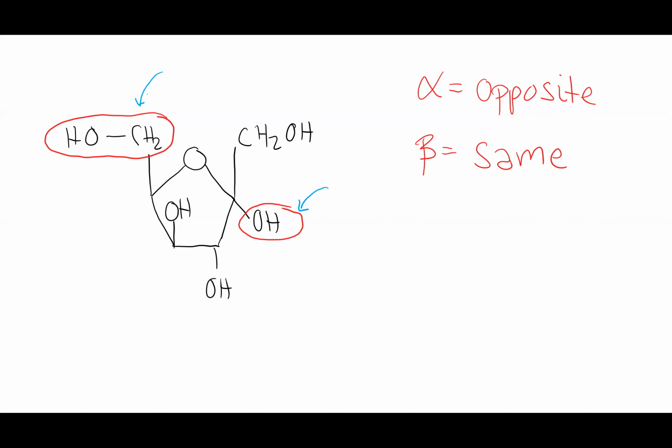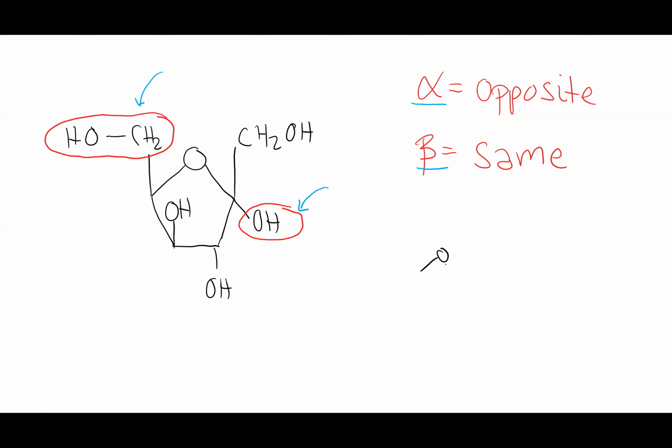If they are on the opposite side, which is as shown in this drawing, this would be labeled an alpha OH group, an alpha anomeric carbon. If they are on the same side, doesn't matter if they're both up or both down, if they're just on the same side, we would call that a beta positioning. So we can look at an example.